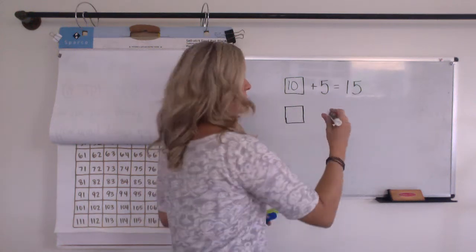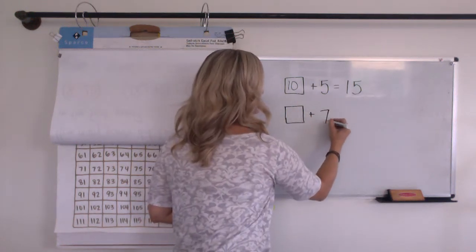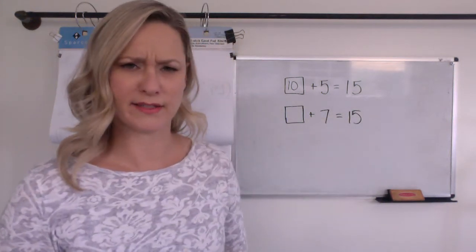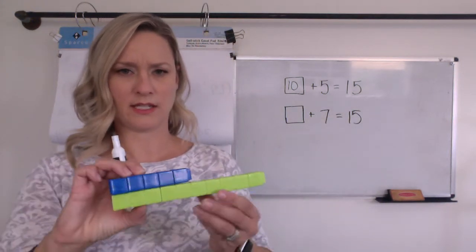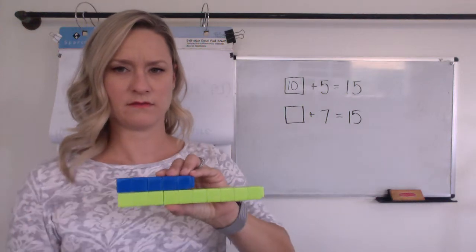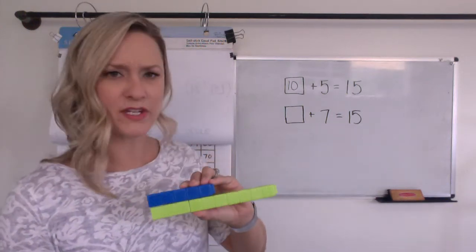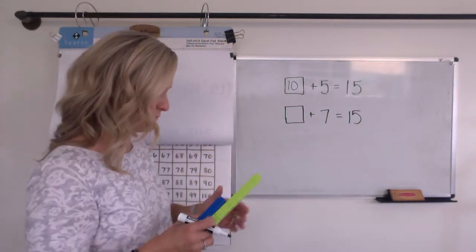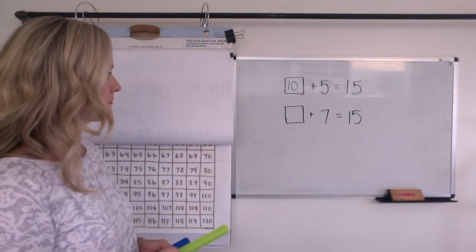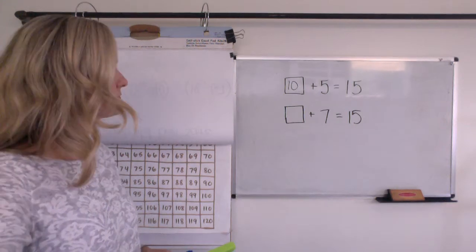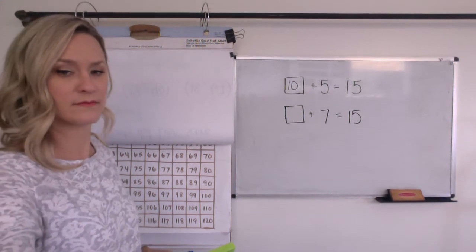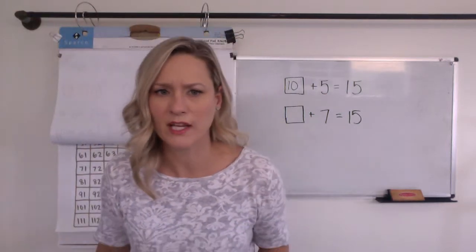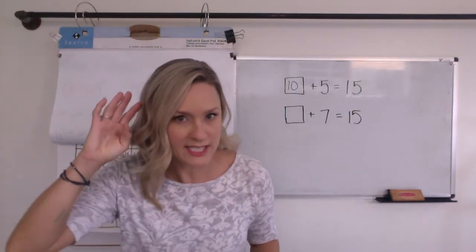What number plus 7 makes 15? Okay, so let's think about that. It's still going to be 15. What plus 7 makes 15? All right, I want everyone to hit pause. Do your think time right now. All right, so on the count of 3, I want to hear it. Ready? 1, 2, 3, tell me.